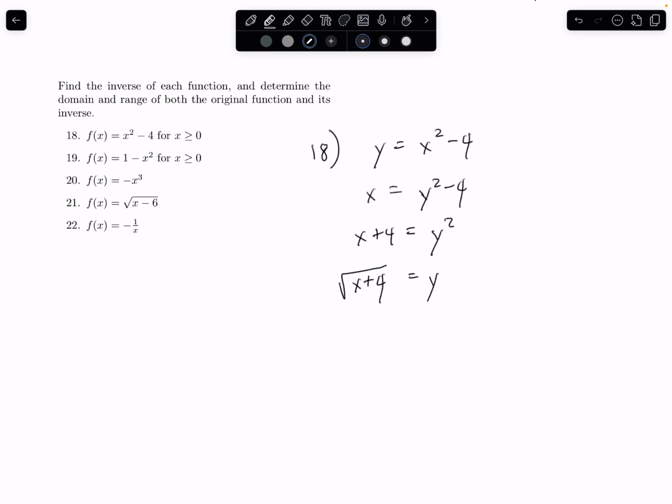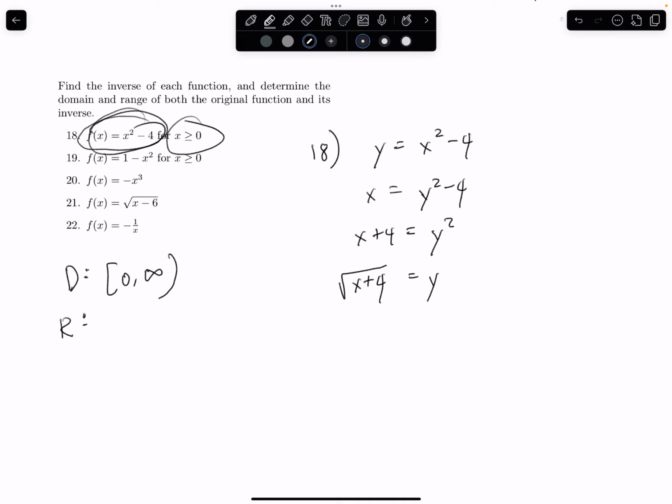Okay, now let's check the domains. All I have to do is check for f. The domain, because it said x is bigger than or equal to 0, is 0 to infinity. And then what's the range? The range for f, if I plug in 0, I get negative 4, right? And then I get everything above that. So it's going to be negative 4 to infinity. So already, that's going to give me the domain and range for the inverse.